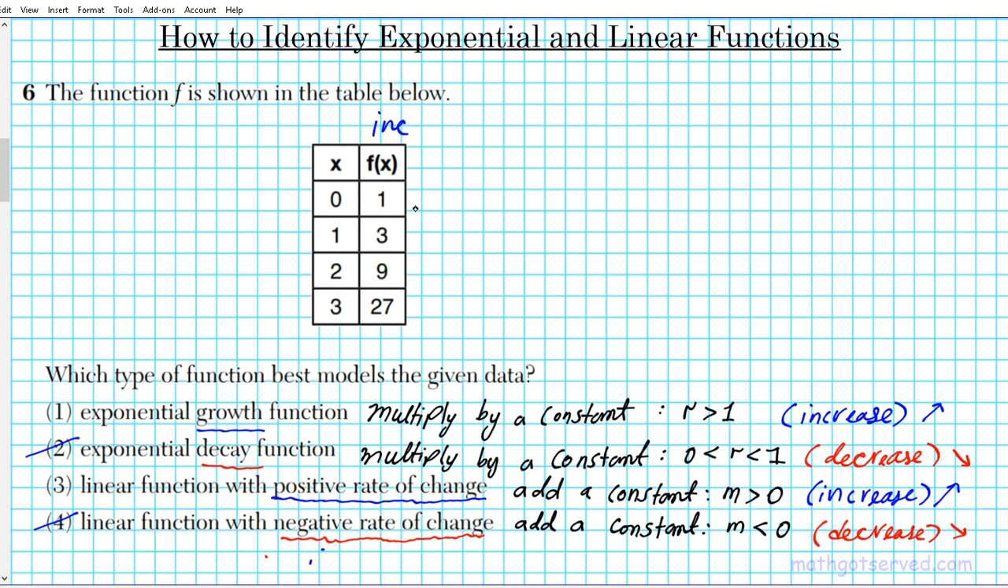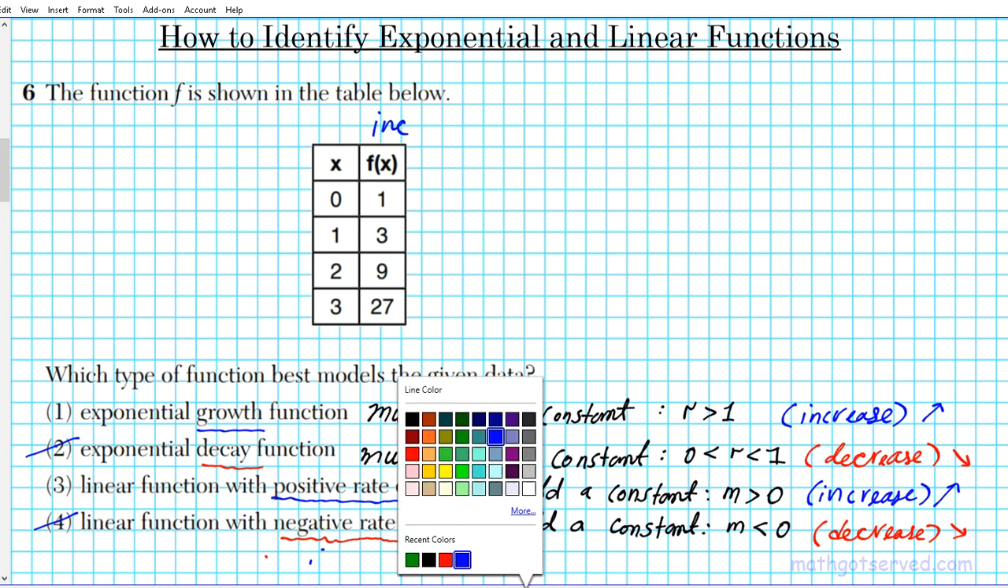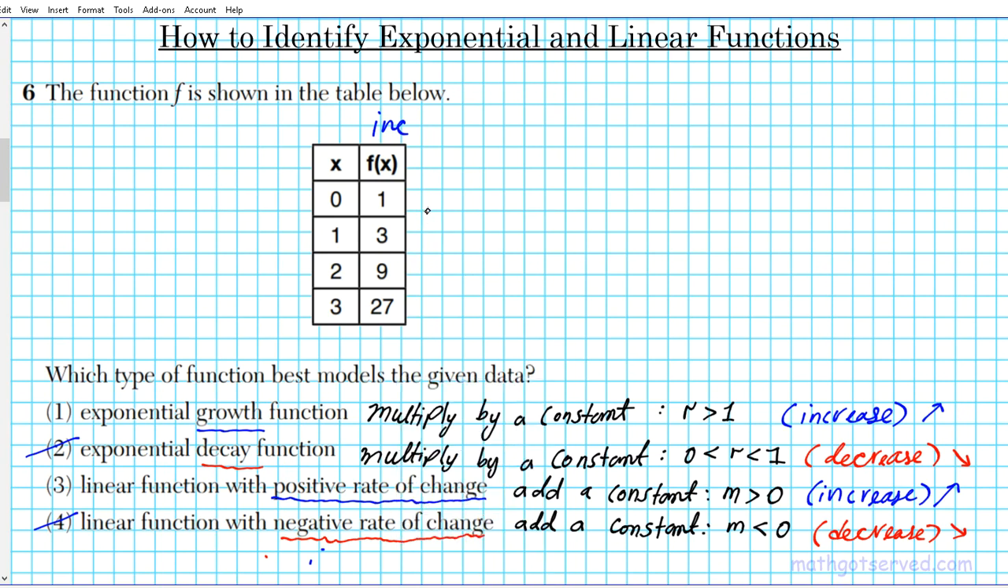Alright, now the growth factor or rate of change can tell us if it's linear or exponential. Alrighty, so let's take a look at it. Now, let's act like we don't know what the answer is. Alright, so we're going to look at this. So if we go from 1 to 3, two possible things are happening here. Either you add 2, okay, 1 plus 2 is 3, or you multiply by 3.